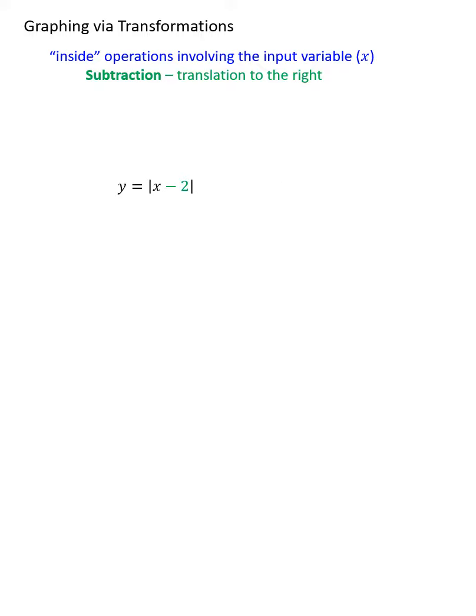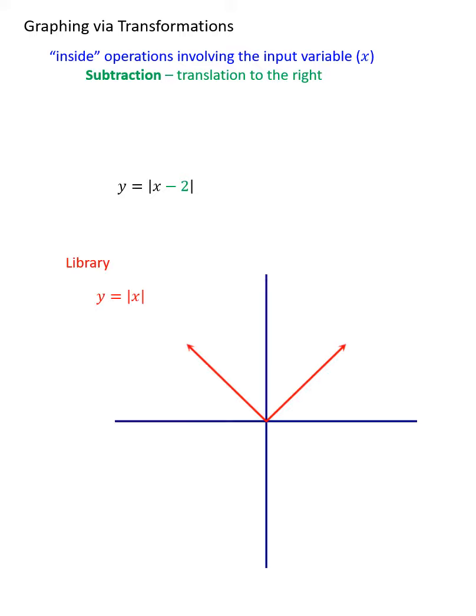Let's take a look at this one in particular. So if I were to graph this thing without a calculator, I would go to my library, pull up the absolute value graph, essentially from memory, and then realizing that this equation has a -2 subtracted from the input variable, and knowing that that always causes a translation or a shift to the right, then my new transformed graph is going to be 2 spaces to the right of that.